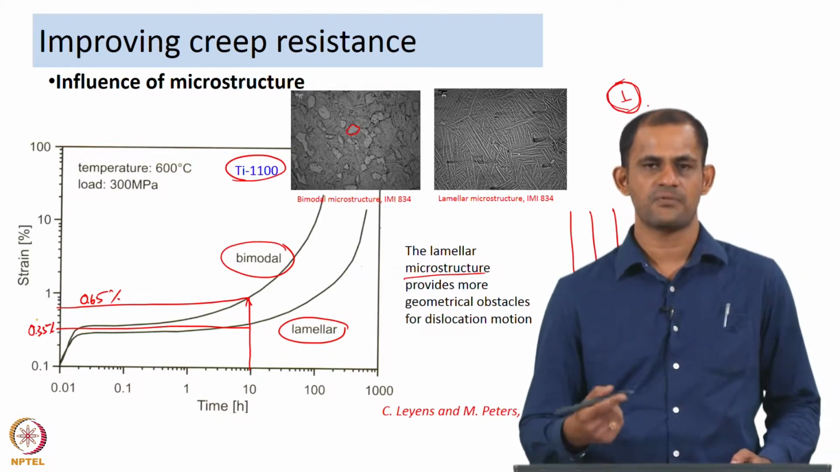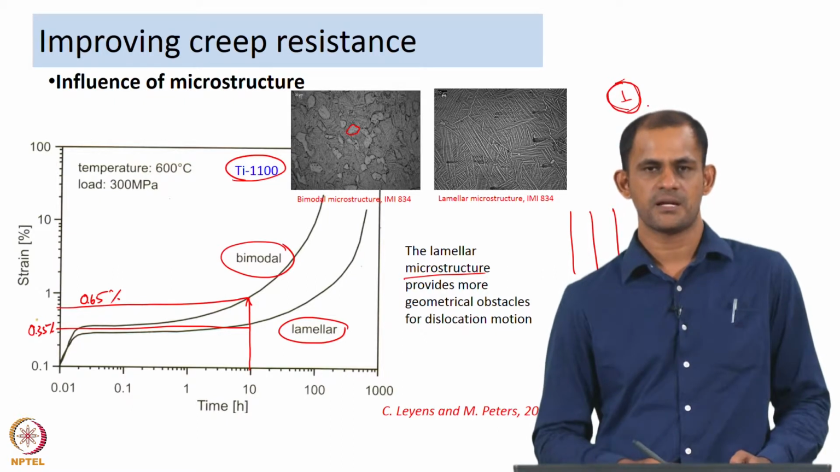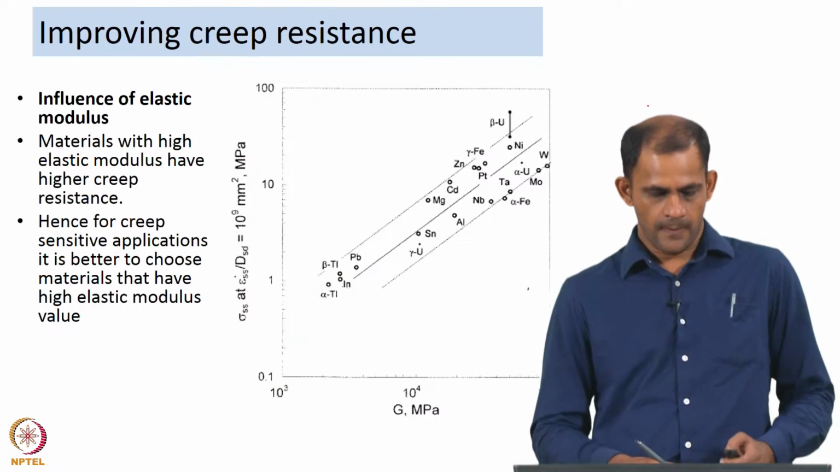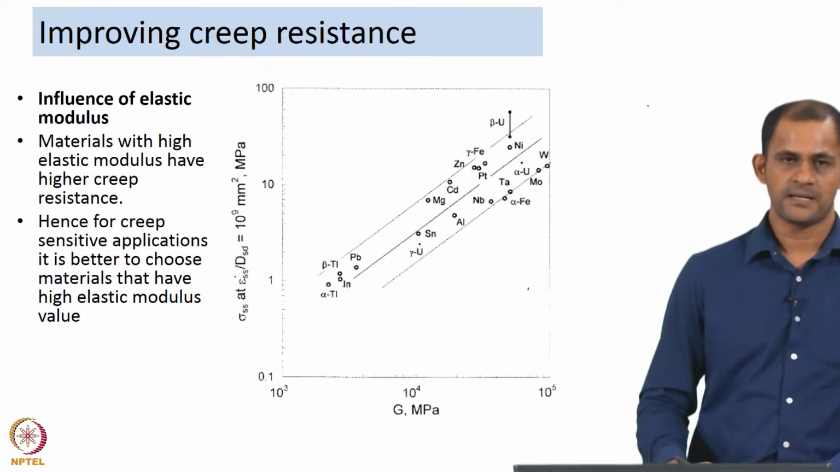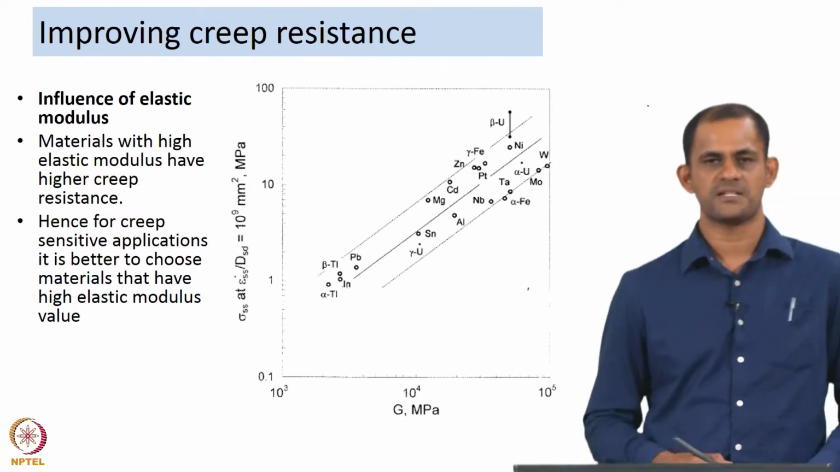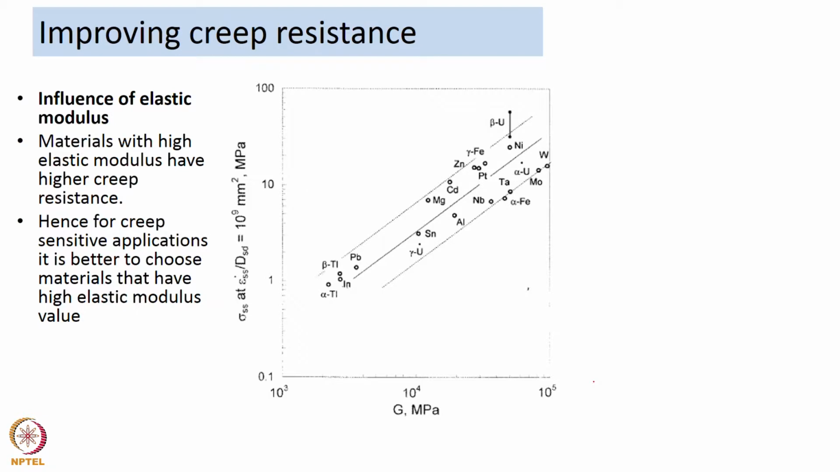So, this is an example of how microstructure can influence the creep behavior of your material. Now, let us look at another case. Let us look at the influence of elastic modulus. So, this is from the review paper of Kastner from Progress in Material Science. Kastner and Perez Prado basically talk about the influence of elastic modulus.